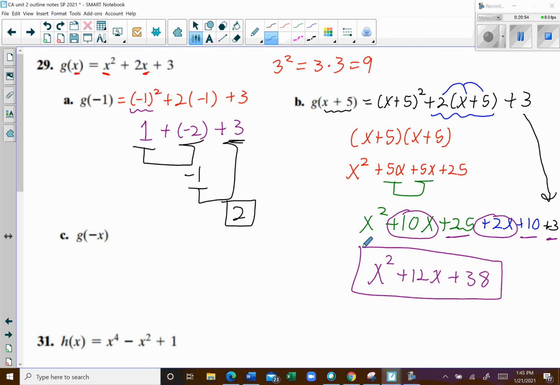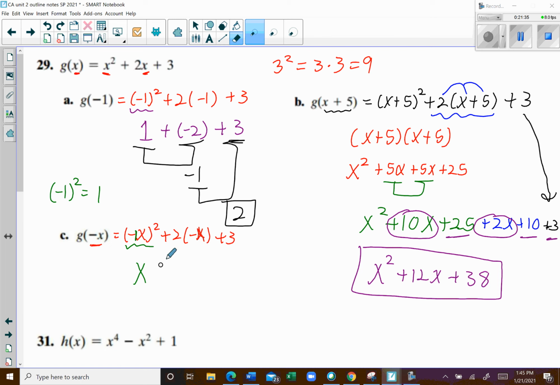Okay, our last one for this equation is g of negative x. So we're going to plug in a negative x. So we're going to have negative x squared plus 2 times negative x and then plus 3. Okay, so remember the negative x is just really an understood negative 1 in front. So when you square it, negative 1 squared just becomes positive 1. So what's going to happen to this first part is it just becomes positive x squared.